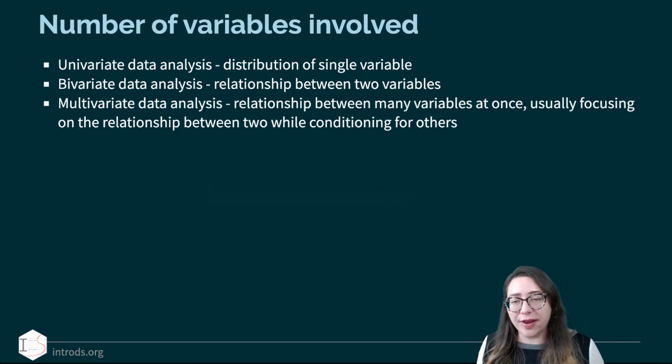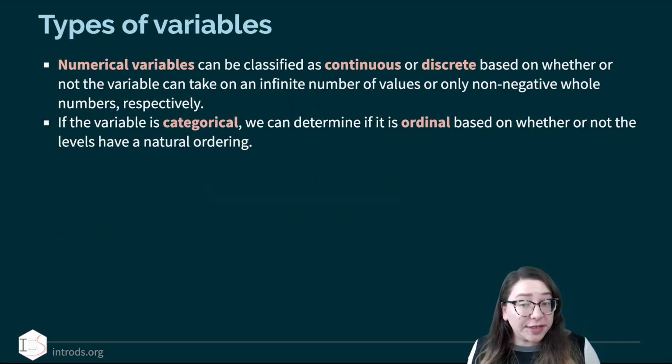For example, when we say univariate data analysis, we're talking about looking at the distribution of a single variable, which tends to not always be very exciting, but might be a good starting point for starting to learn about our data. Bivariate data analysis is when we're looking at the relationship between two variables, which is starting to get more interesting. But where things get actually interesting is when we're doing multivariate data analysis. So we're looking at the relationship between many variables at once. And usually the way we're going to do this is we're going to focus on the relationship between two while conditioning for others.